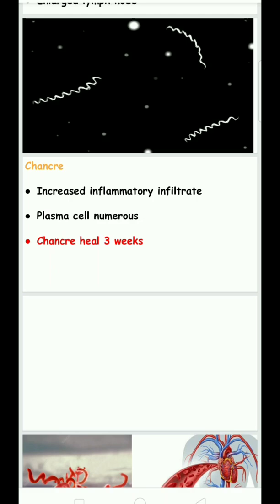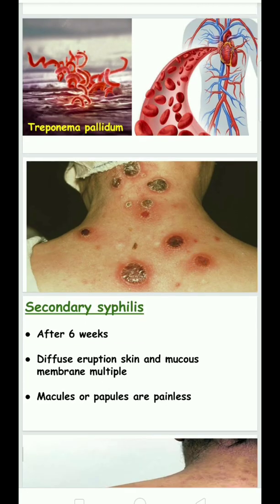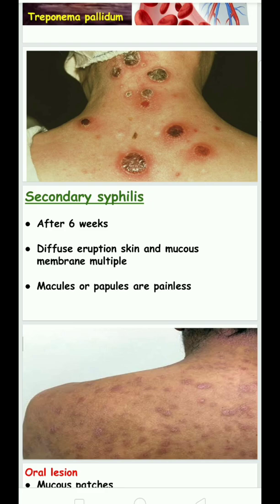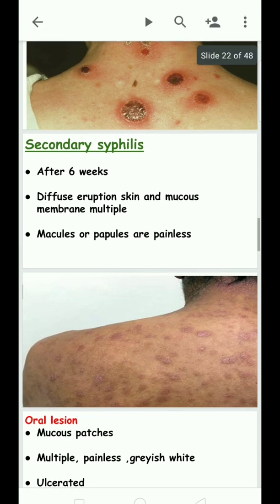This chancre heals within 3 weeks. Secondary syphilis appears about 6 weeks after primary syphilis, with diffuse eruption of the skin and mucous membrane. There are multiple painless macules or papules.